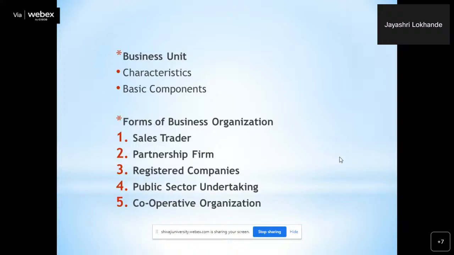And the next type is limited liability partnership. A firm formed as a limited liability partnership, that is LLP, is governed by the Limited Liability Partnership Act 2008.